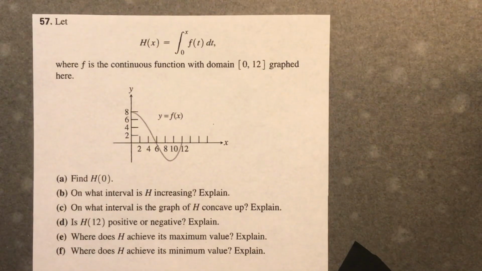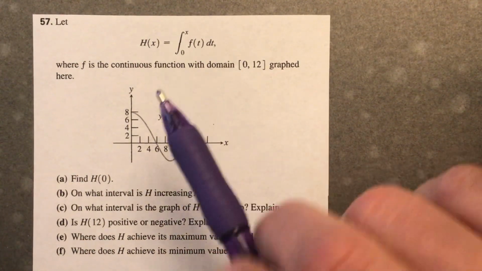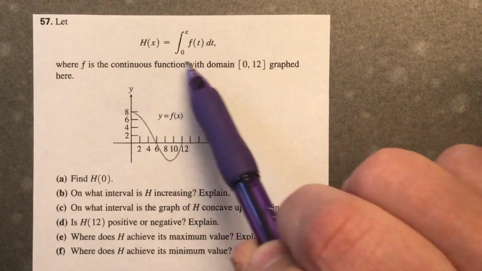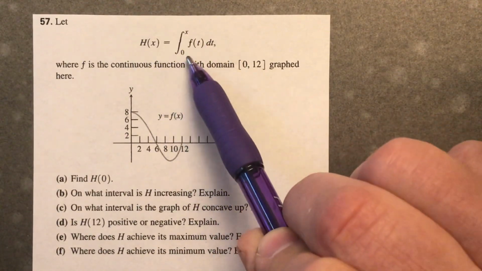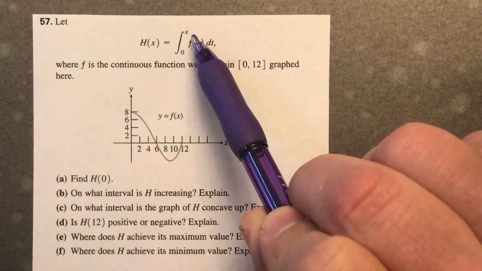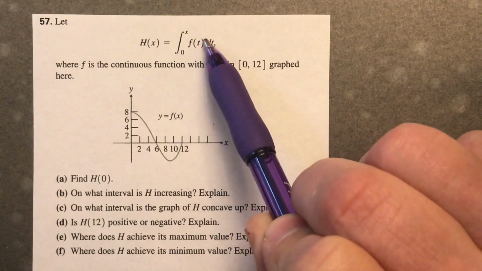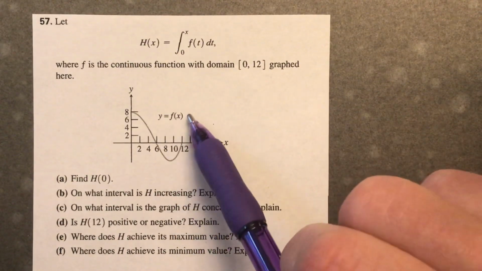Hello again, everyone. I'm turning now to the second part of the homework from this, starting with number 57. And if you notice right away, capital H of x, it's an accumulation function, and we're starting to accumulate at 0. So notice how the relationship between f of t and f of x.